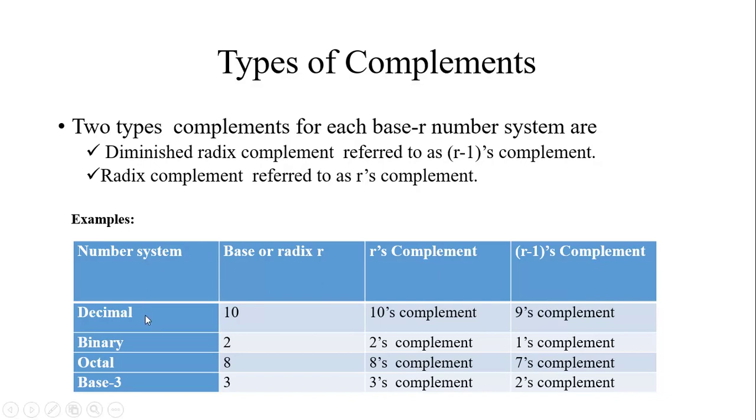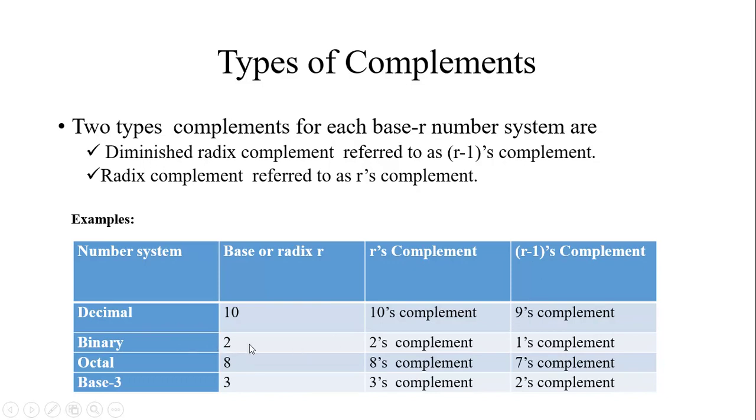For example, the base of the decimal number system is 10. So the Radix complement of the decimal number system is 10's complement. R is 10, so replace R by 10. So this becomes 10's complement. And R minus 1, 10 minus 1, is 9. So in the decimal number system, 10 minus 1 is 9. So the diminished radix complement is 9's complement.